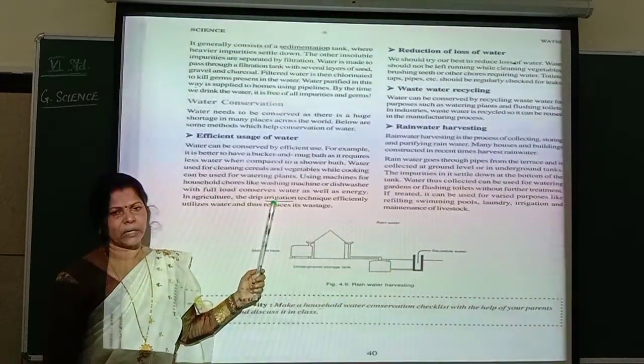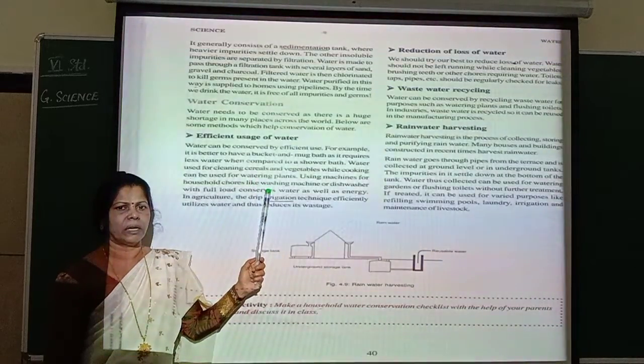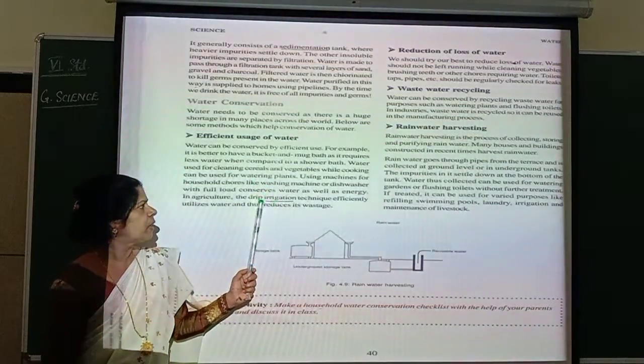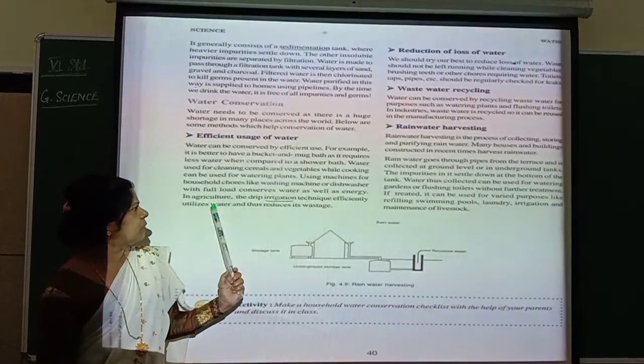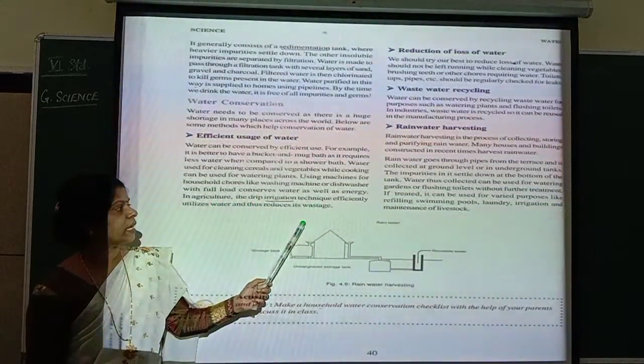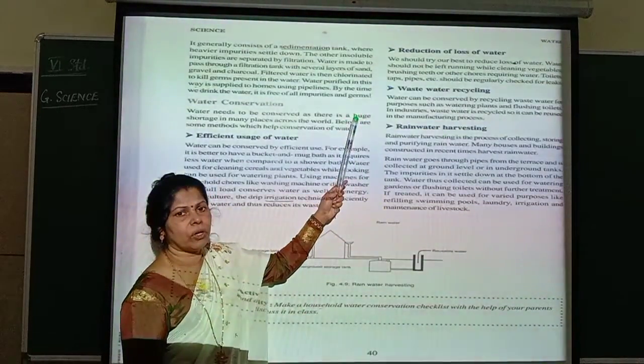But all crops cannot grow through drip irrigation. But most of the plants you can use drip irrigation. So here see, in agriculture, the drip irrigation technique efficiently utilizes water and thus reduces its wastage. Coming to the next one, reduction of loss of water.